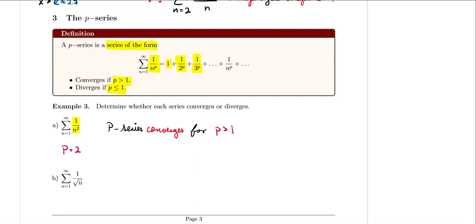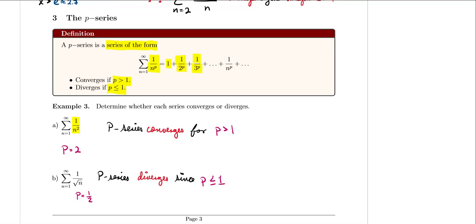Now taking a look at the next example, we have the series as n goes from 1 to infinity of 1 over the square root of n. Now we really haven't seen that example before, but I'll just point out that the p-value is equal to 1/2, and that this one here is a p-series. So we know that this one diverges, since our p-value is less than or equal to 1.